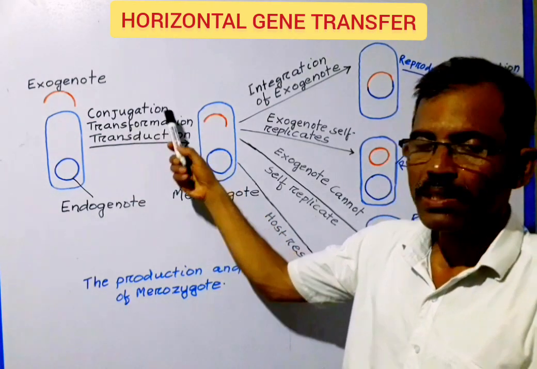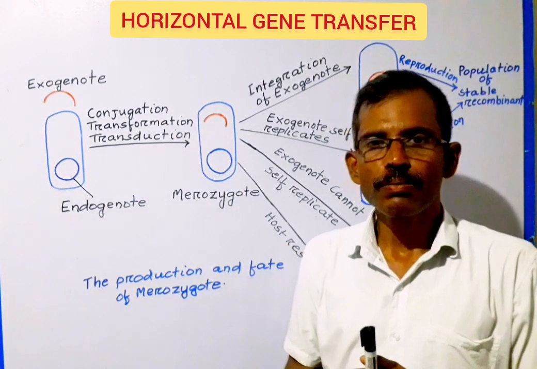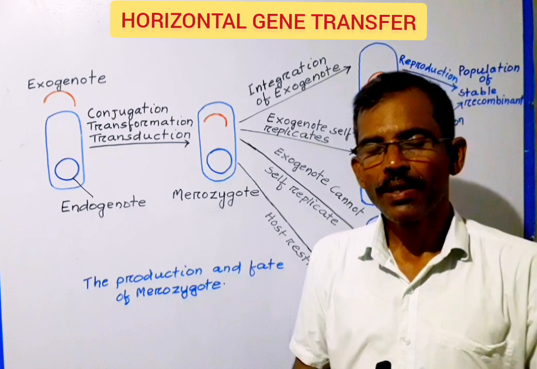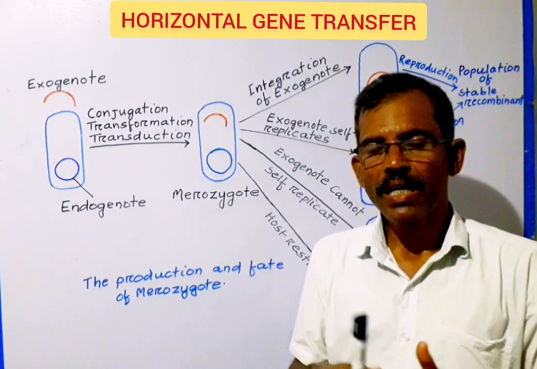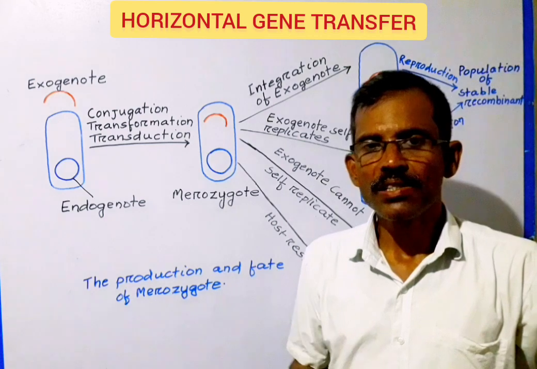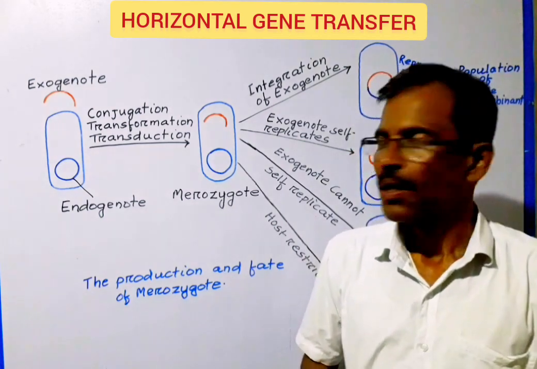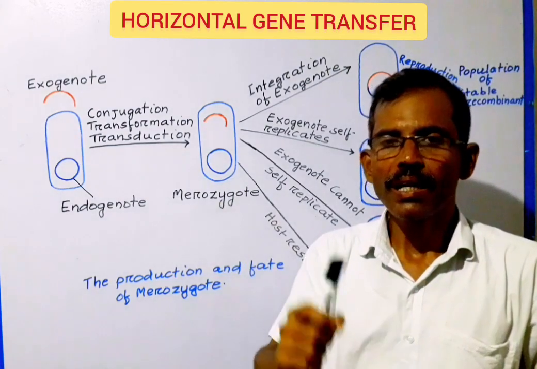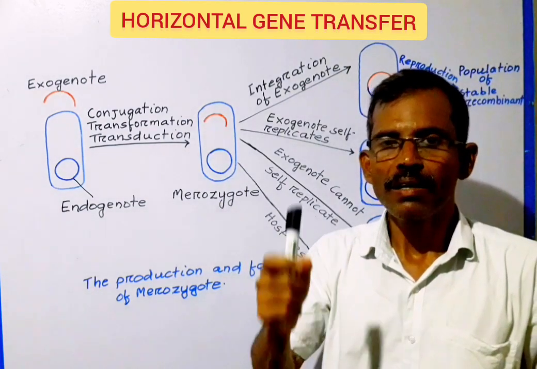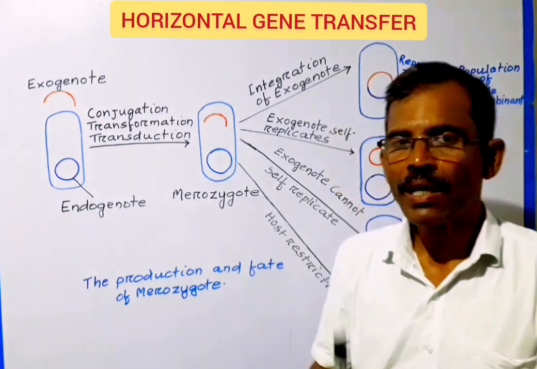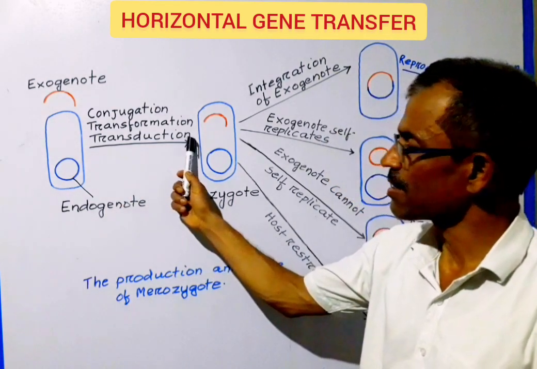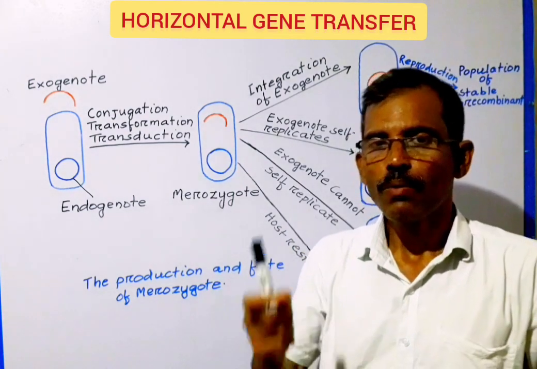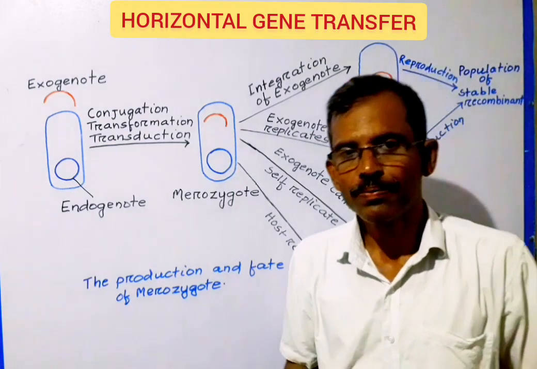In conjugation, close physical contact between the donor and the recipient cell is essential. DNA transfer takes place through a specialized secretion system. In transformation, a competent bacterium takes up a DNA fragment from its environment. Finally, transduction is the bacteriophage-mediated DNA transfer from one bacterium to another.